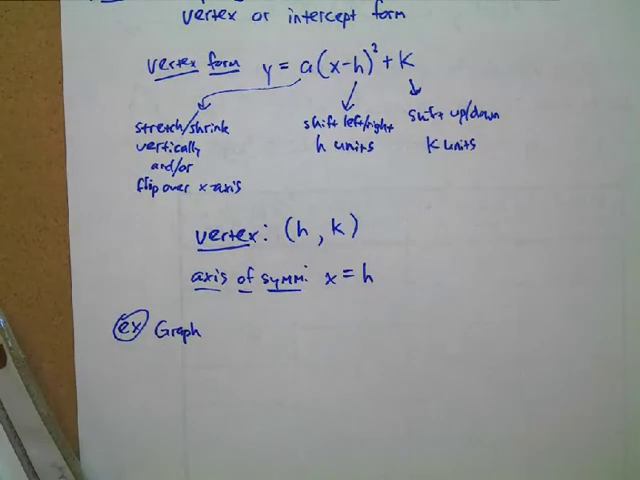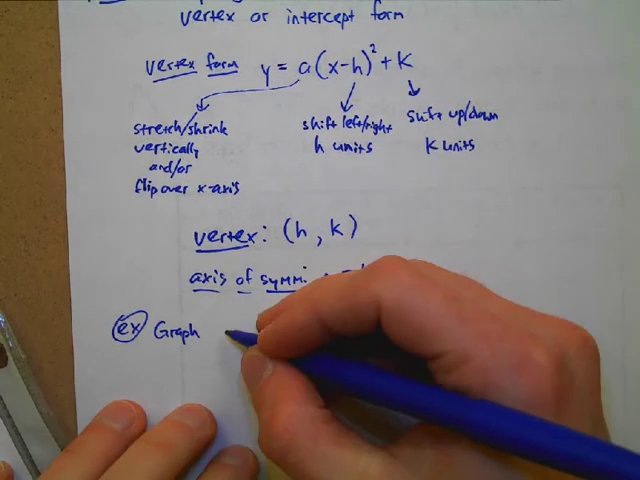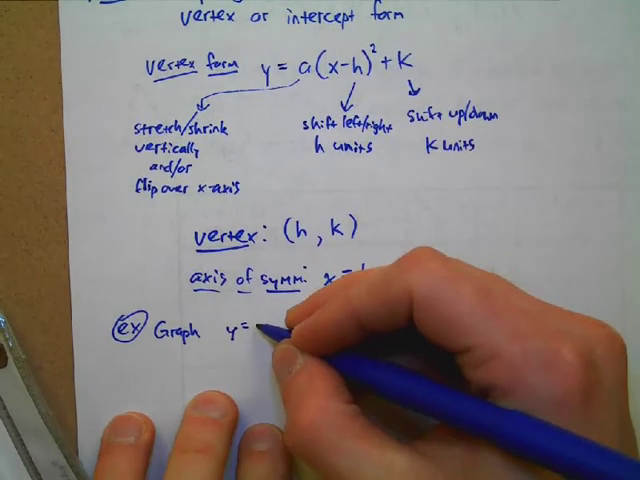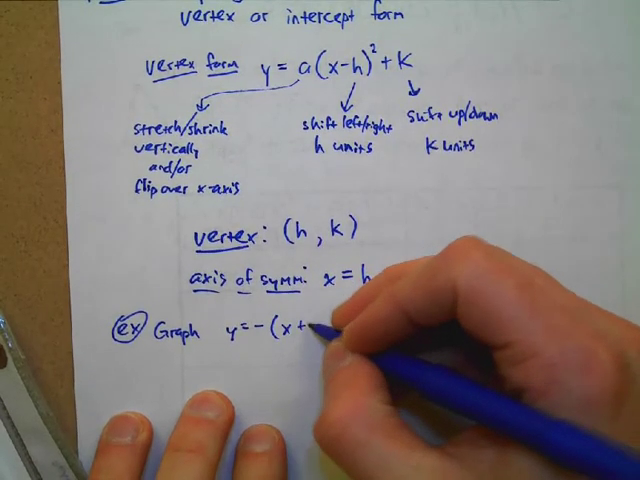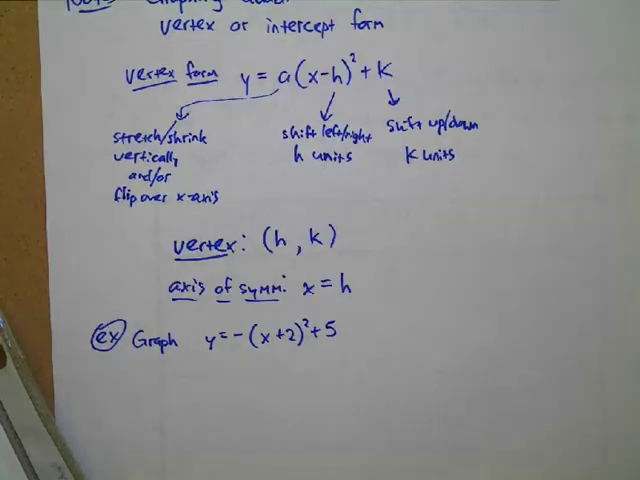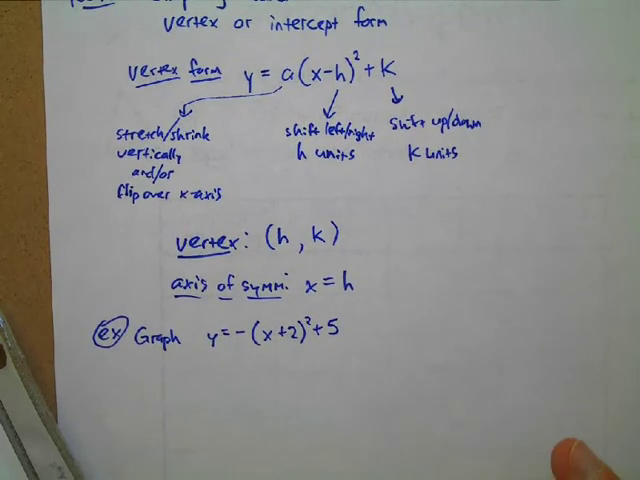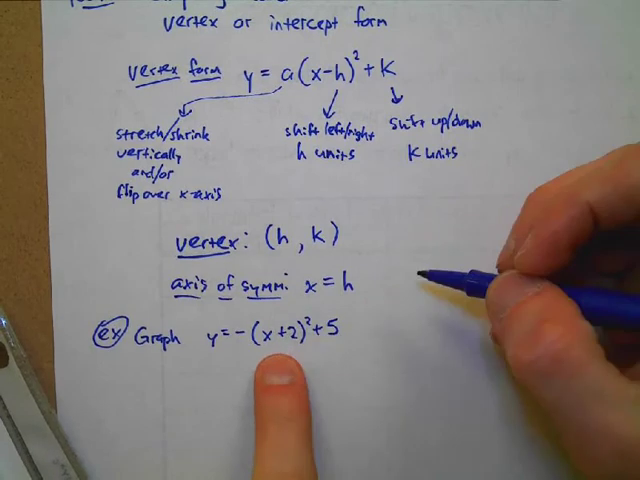So let's try this one. We're going to graph y equals negative, x plus 2 squared, plus 5. So Christian, what is h in this problem? Negative 2. Right, negative 2.